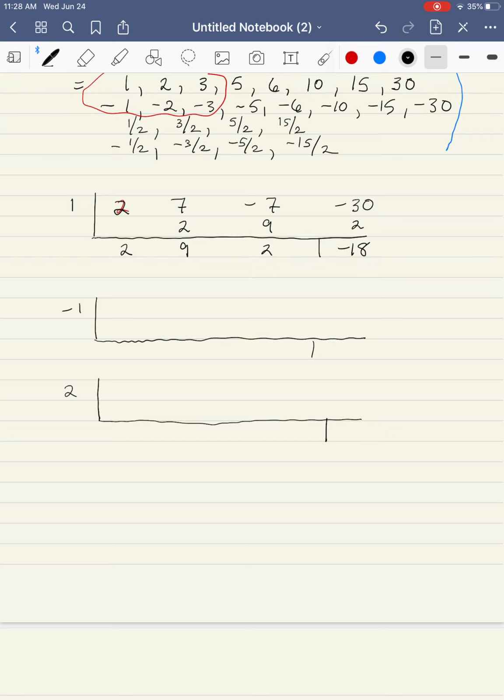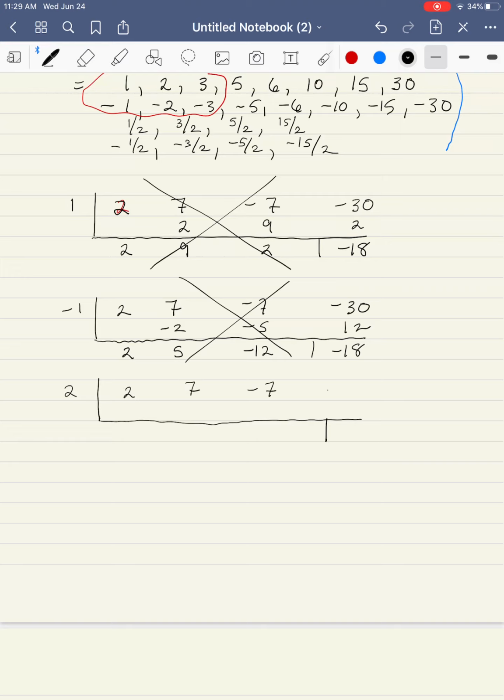Okay, so 2 drops down, 1 times 2, and I just multiply and add all the way across. And I see that's negative 18. That is not equal to 0, so I know 1 is not a 0. So I just go back to the beginning and try the next one. And again, not a 0. So I try the next one.